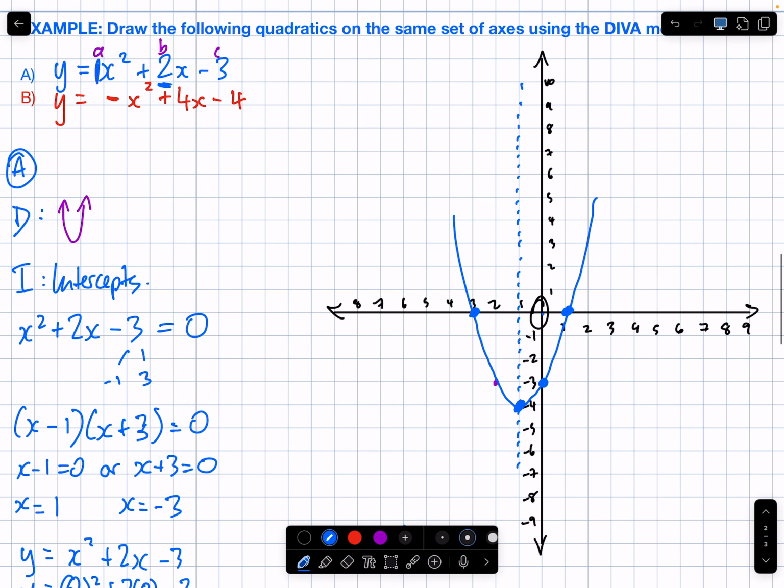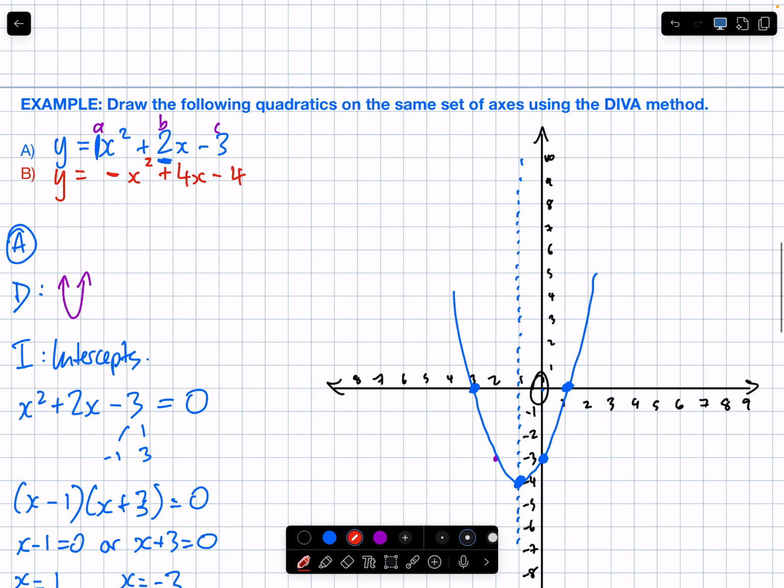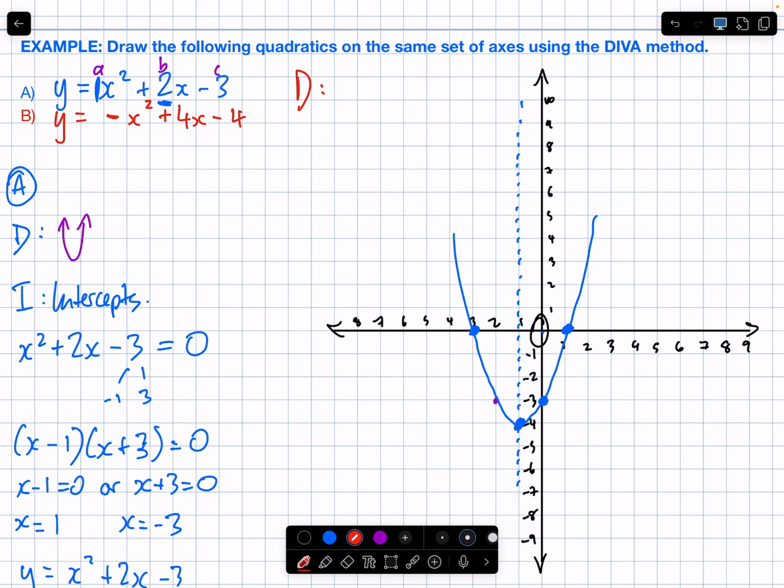I want to do the red one. Let's do the working out up here. D for DIVA. What is in front of x squared for the red one? Negative 1. So what direction is it going to be? Is it going to be concave or convex? Concave. It's going to go like that. Intercepts, I. I'm going to make that negative x squared plus 4x take 4 equals nothing.